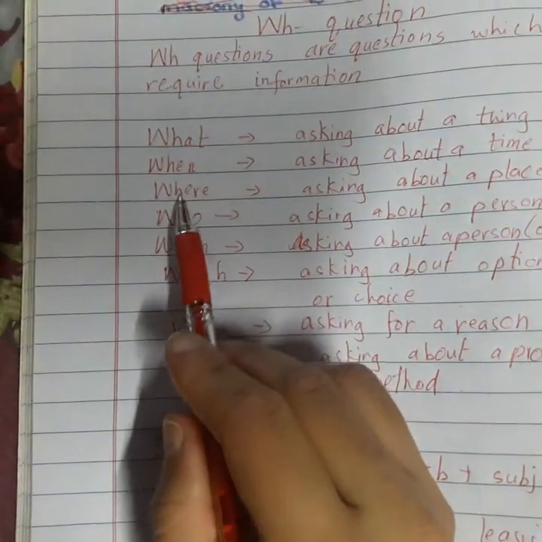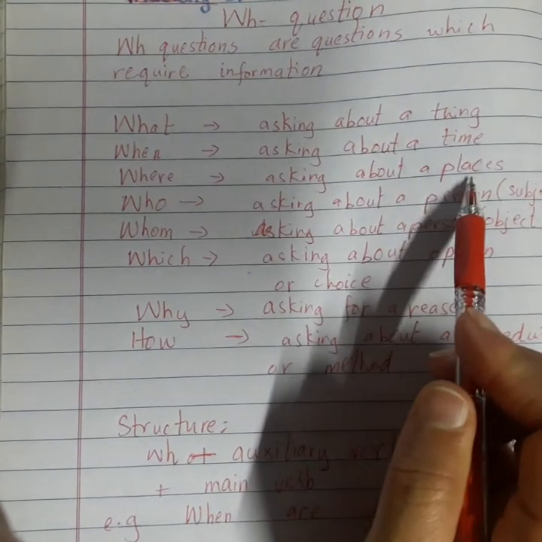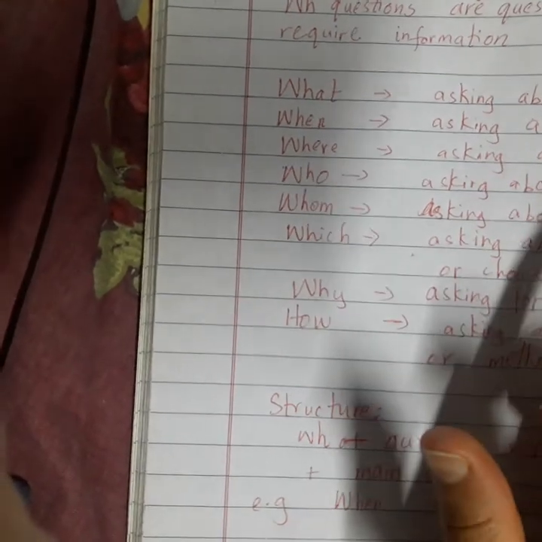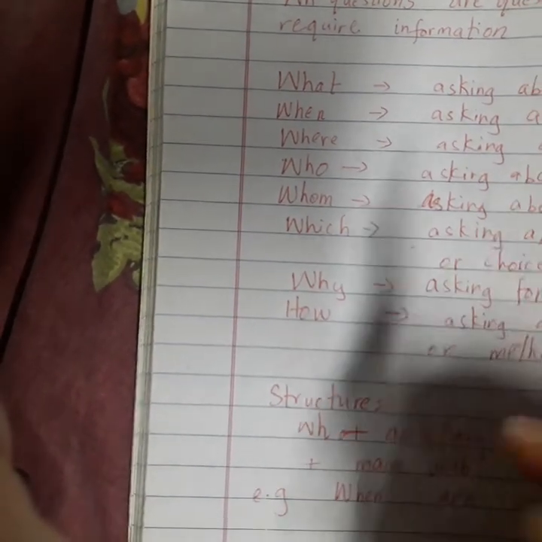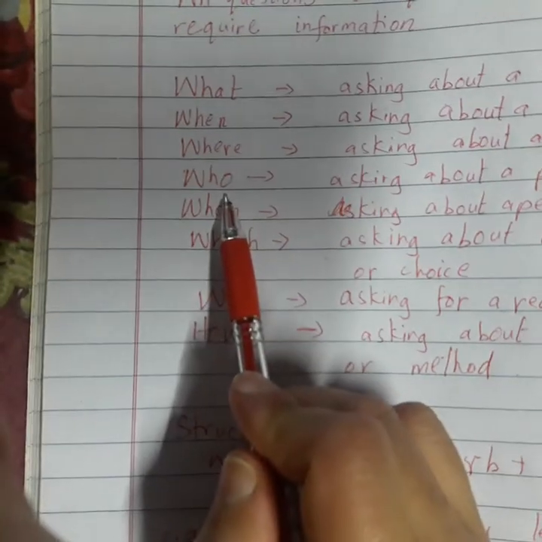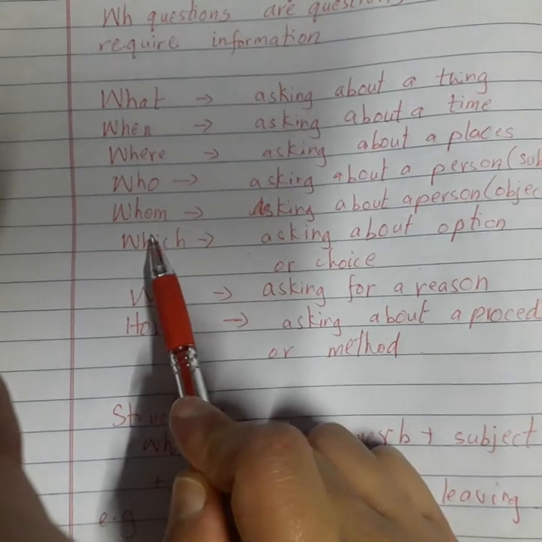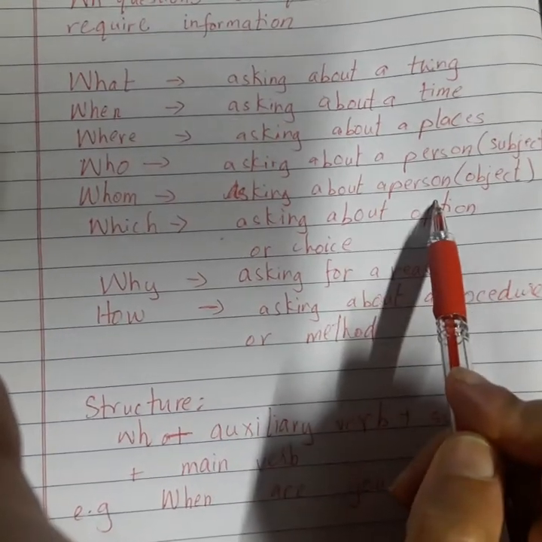Then coming to where. It asks about a place. For example, where can I get this book? So I'm asking where this book is available, the name of the place. Now coming to who. Who is used when you're asking about a person, and whom is also used when you are asking about a person.